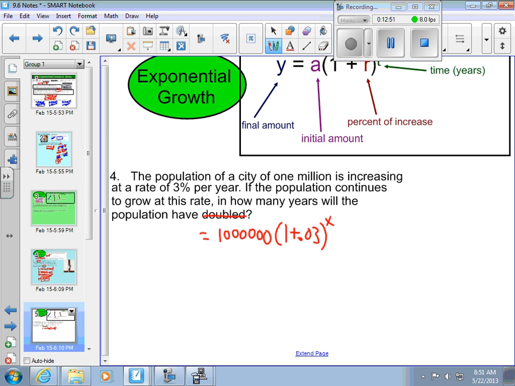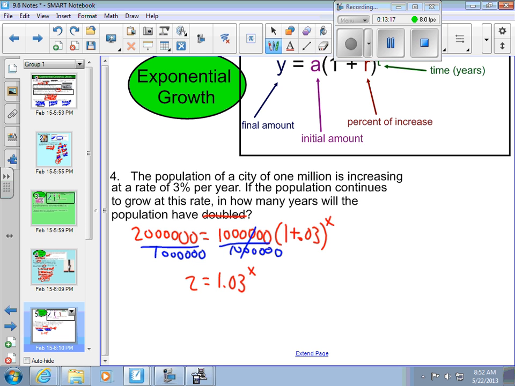If it's doubling from 1 million, that would end up at 2 million. So this is one of those we're going to have to solve kind of backwards again. Start out by dividing. We want to get our exponential by itself. Divide by 1 million. It cancels out here. 2 million divided by 1 million is 2, because it's doubling. 2 means it's doubling.